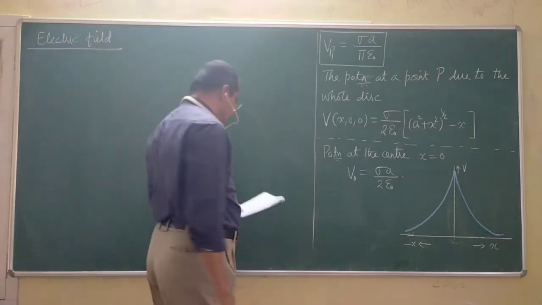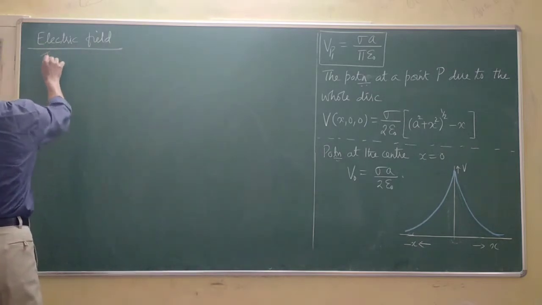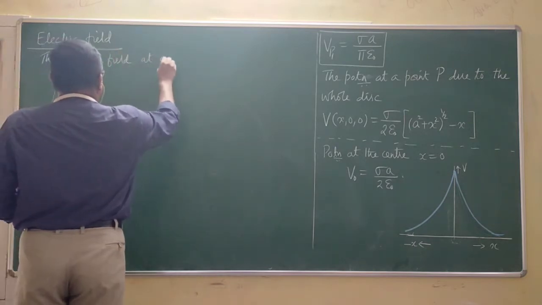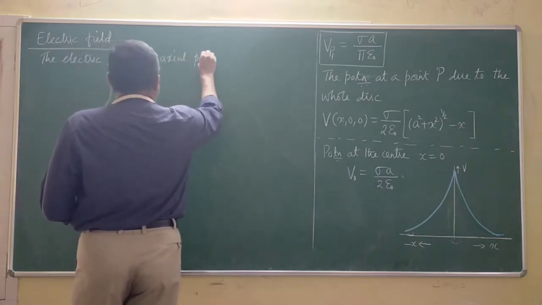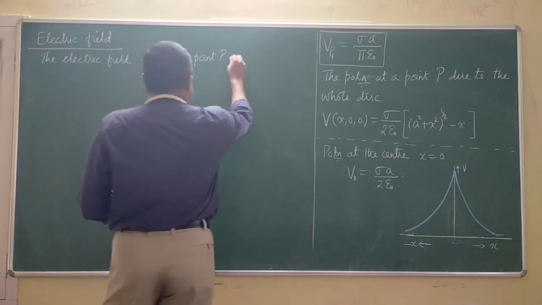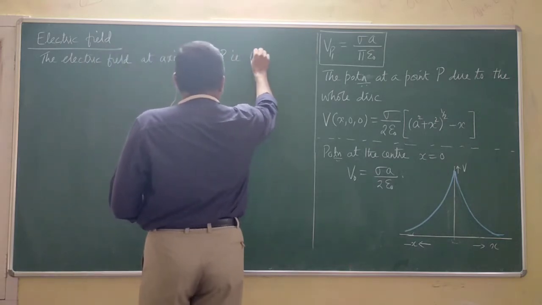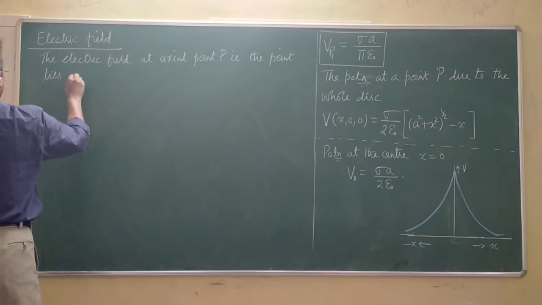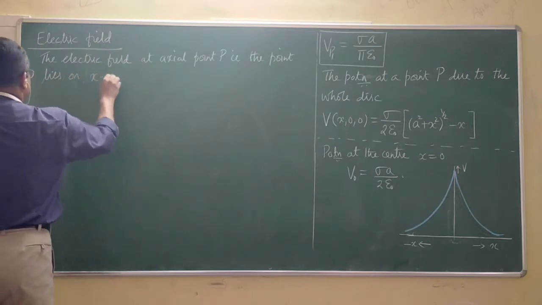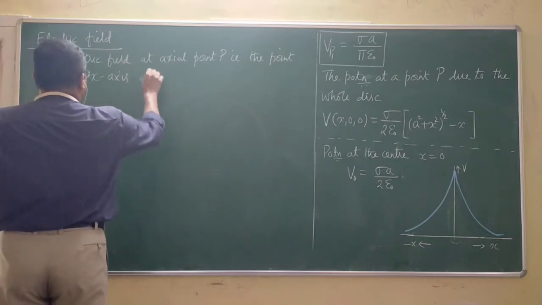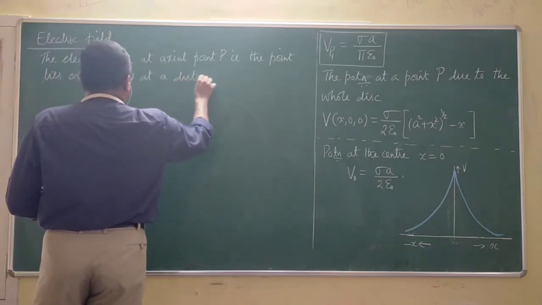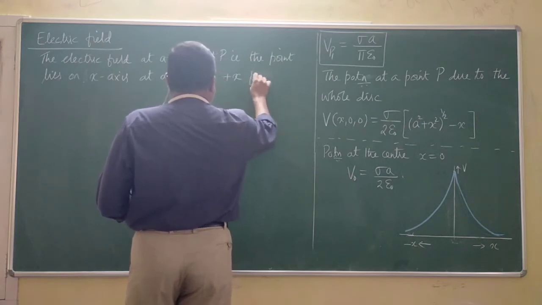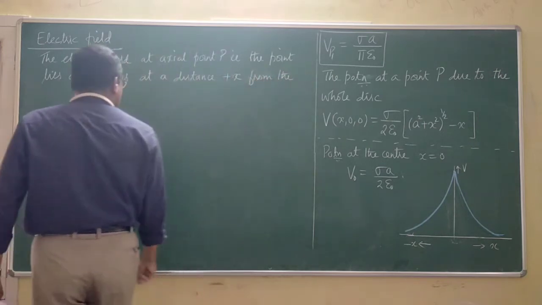We are calculating electric field. The electric field at axial point P, that is the point that lies on x-axis, on x-axis at a distance plus x from the center of the disk.